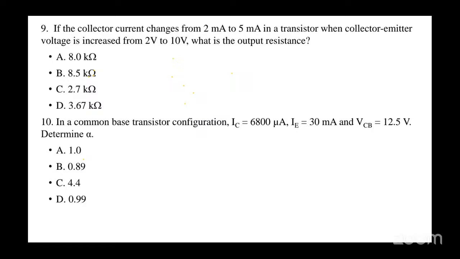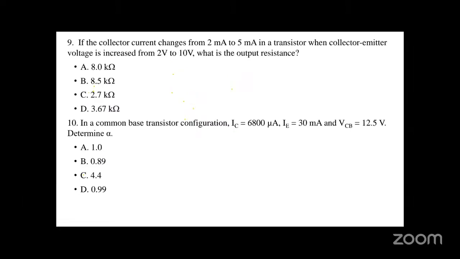Okay, this is calculation. If the collector current changes from 2 milliamp to 5 milliamp in a transistor when collector emitter voltage is increased from 2 volts to 10 volts, what is the output resistance? So the first thing is to write out the relationship or the formula that relates them.